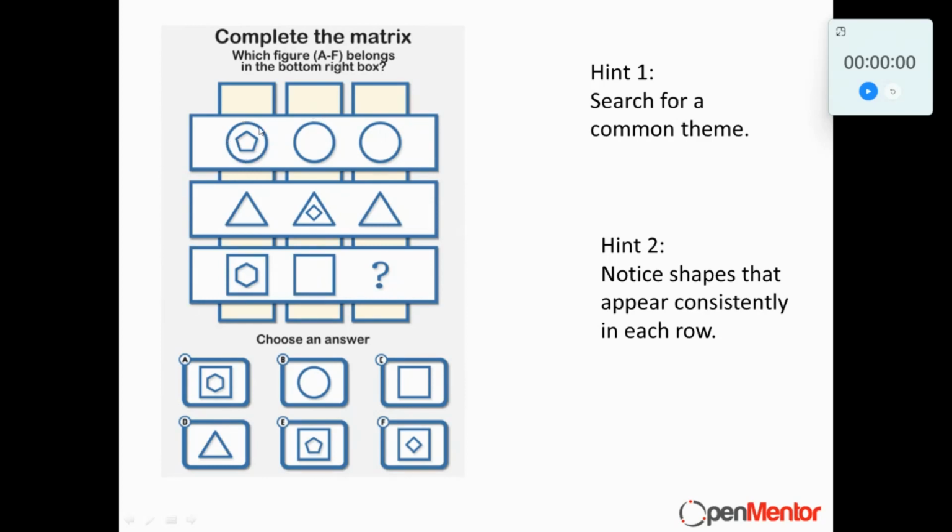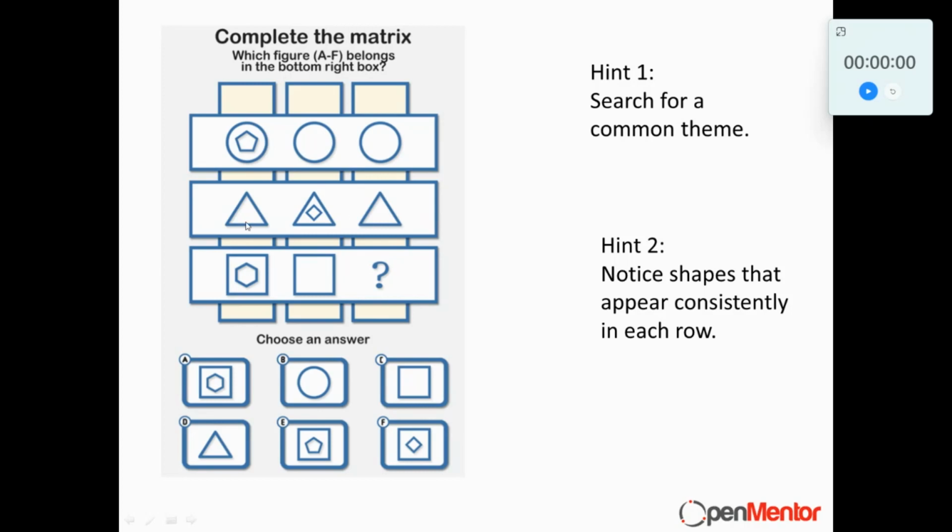The outer ring, outer shape is the same. Here it is a circle. Here it is a triangle. Here this also should be a square. So we know the theme is the outer shape is the same across. So now based on the hint one, we have identified that there will be a square here. So I have a square here.